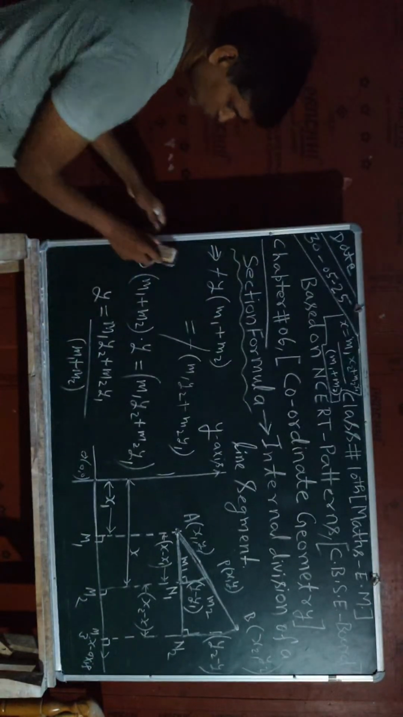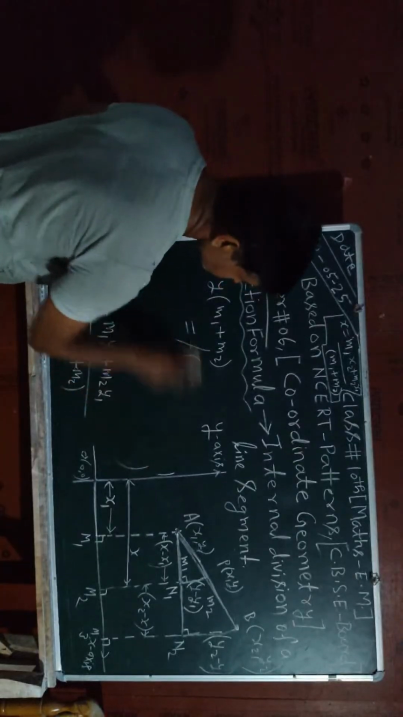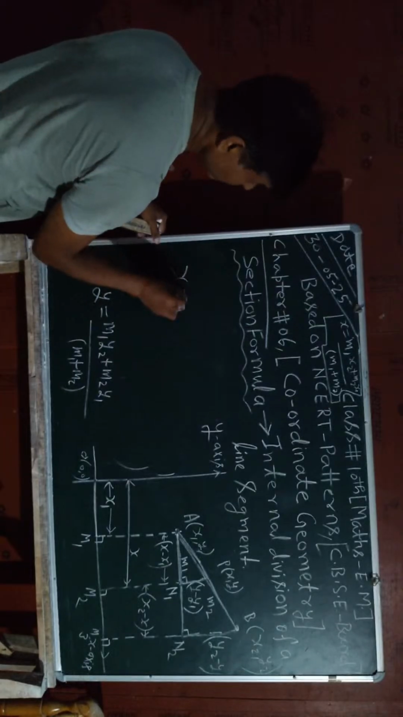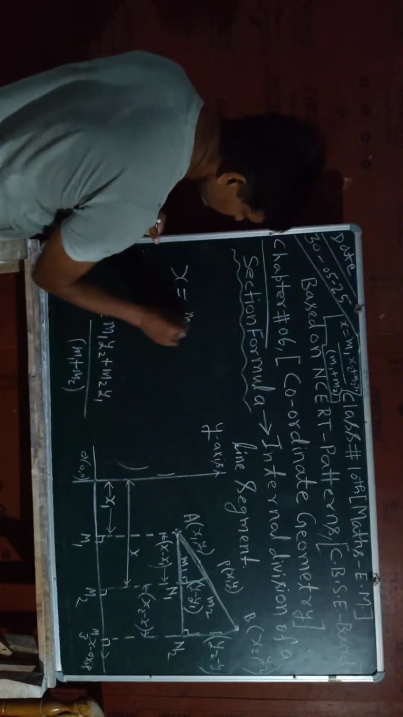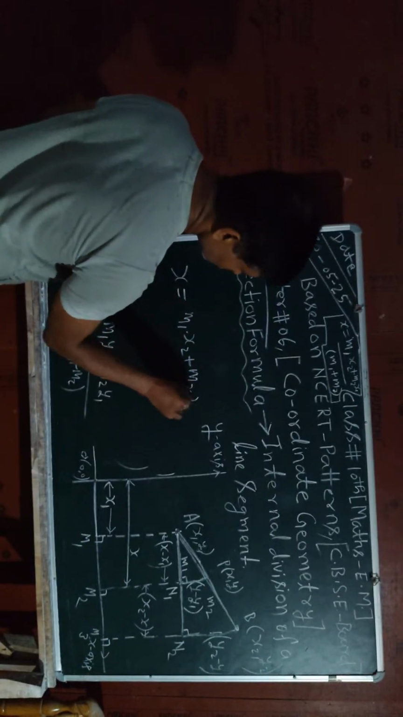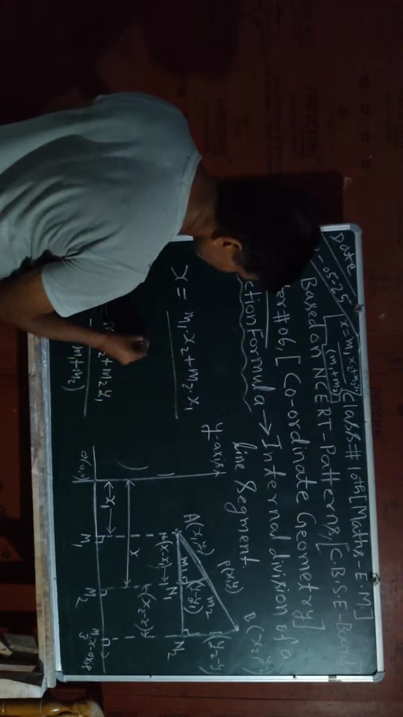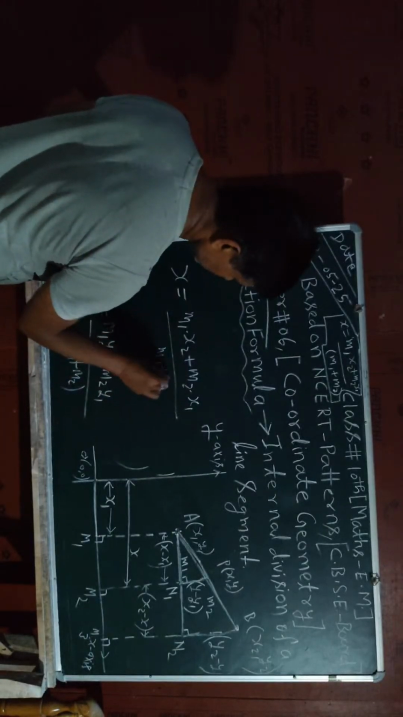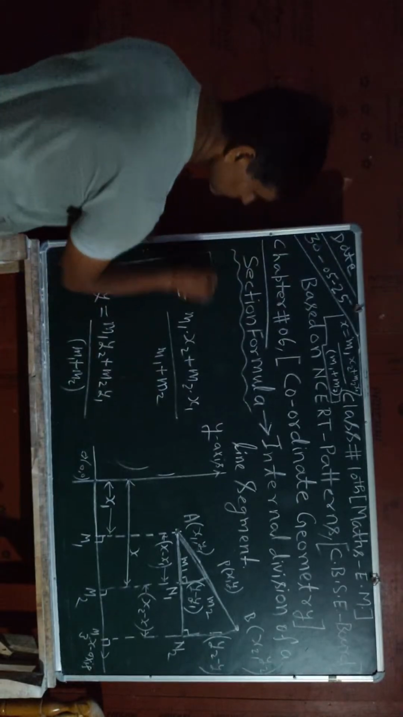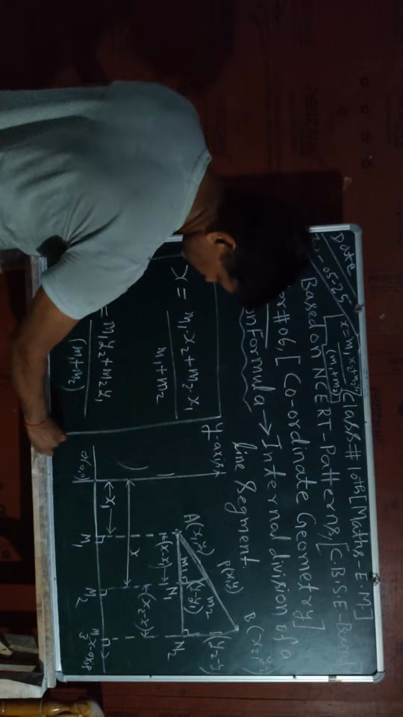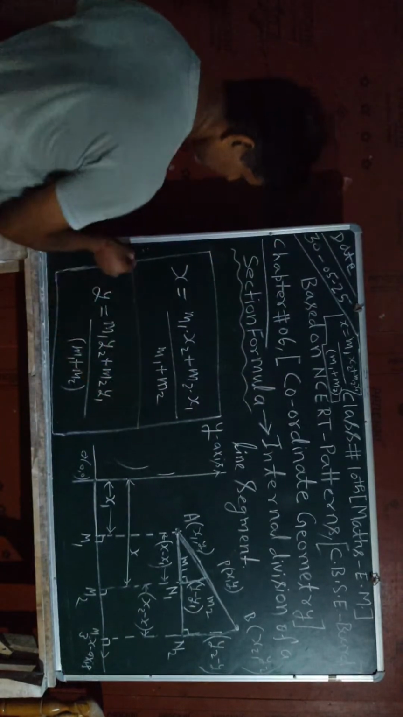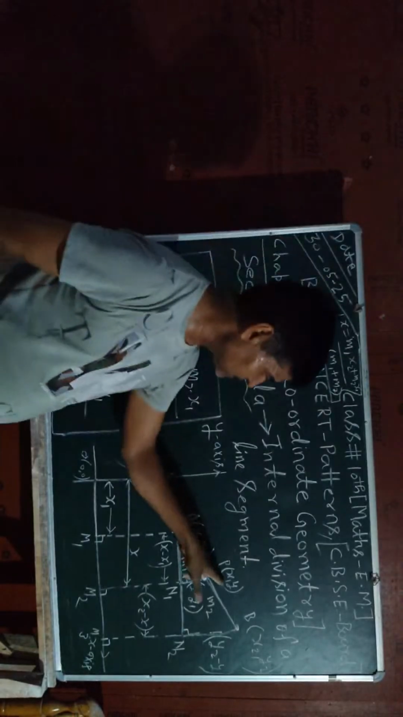Okay, so I am going to erase this information here, and I have saved the value of x. I have got x is equal to m1 into x2 plus m2 into x1, divided by m1 plus m2. So these are the coordinates of the point P, whose coordinates are x and y.